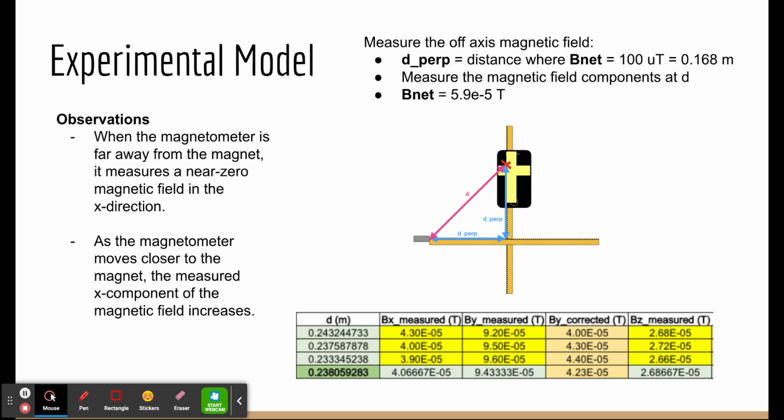Some observations during the experiment: when the magnetometer is far away from the magnet, it measures a near zero magnetic field in the x direction. And as the magnetometer moves closer to the magnet, the measured x component of the magnetic field increases. And then, in order to complete the off axis portion of the lab, I put the magnetometer a certain distance x and y away, and then found the Bx, By, and Bz to find the magnetic field. And here is the data for that. The distance perpendicular was where B net equals 100 microteslas, or 0.168 meters. And here's a little diagram.